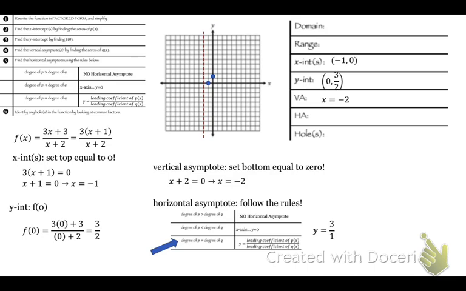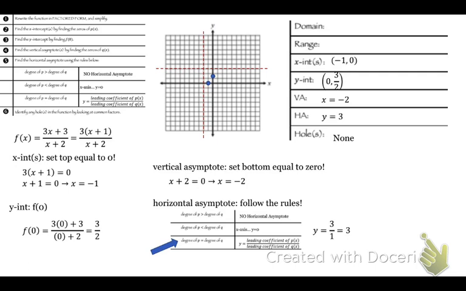Leading coefficient on the top is 3. Leading coefficient on the bottom is 1. So that's going to be 3 over 1, which is 3. So that's going to be y equals 3. There are no holes. Oh, sorry, graph that. No holes.